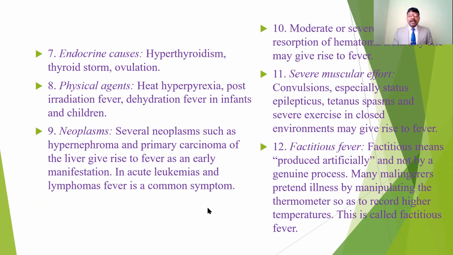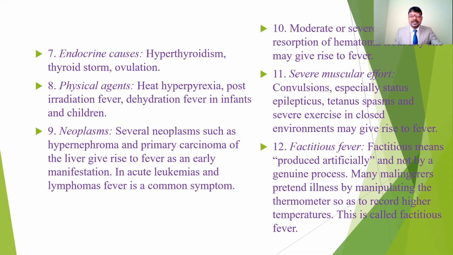So coming to the endocrine causes. These endocrine causes are especially hyperthyroidism. Hyperthyroidism means increased thyroid hormone. This may also produce high body temperature, thyroid storm, and ovulation also. These are the causes, like in the ovulation period, the body temperature is going to be raised.